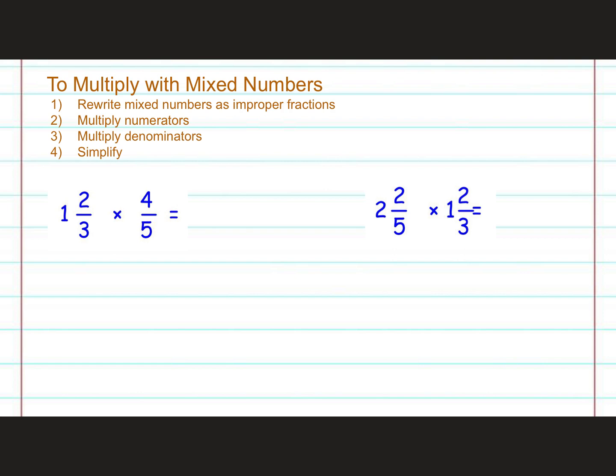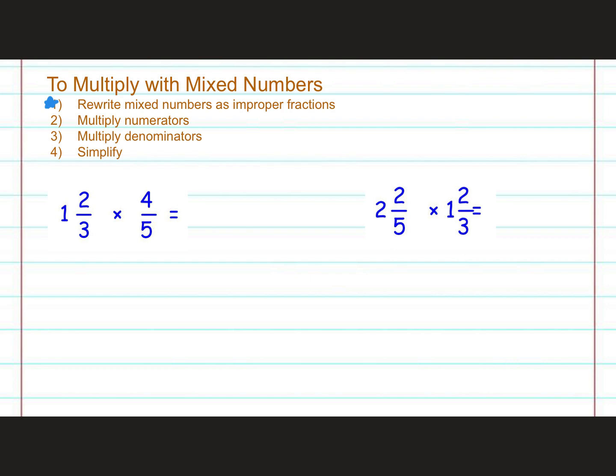So now when we're multiplying with mixed numbers, we have an extra step where we have to rewrite the mixed numbers as improper fractions first before we can multiply. Once we have everything as improper fractions, then we can multiply the numerators, multiply the denominators, and simplify our answers. So let's try that here.